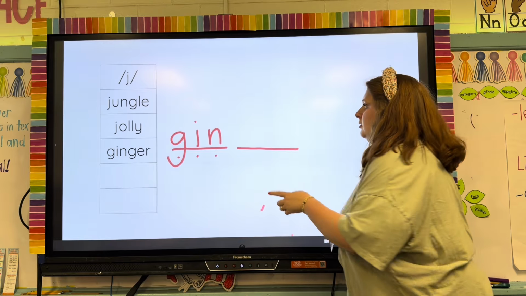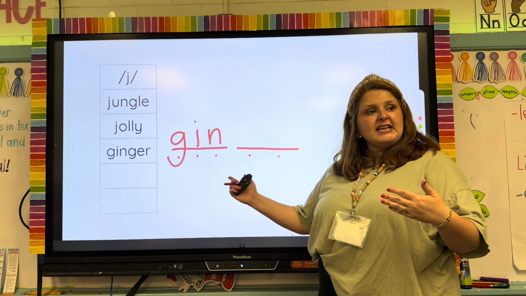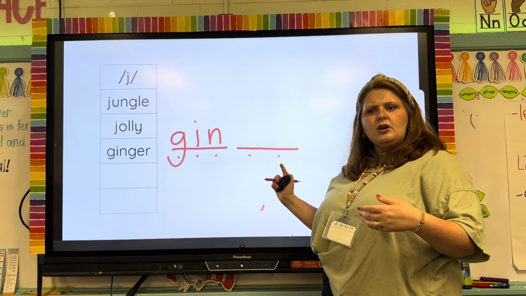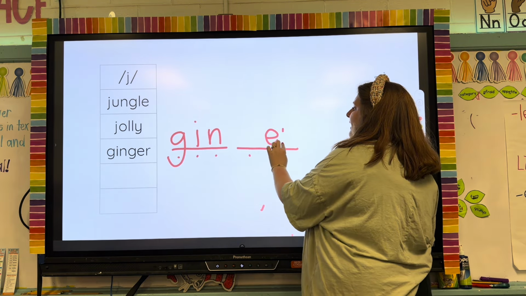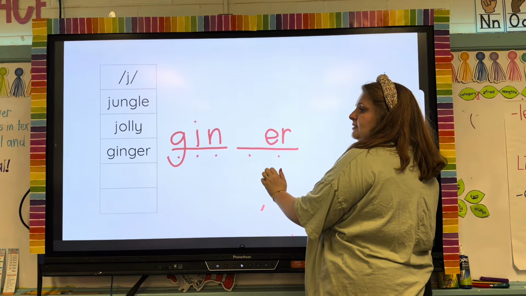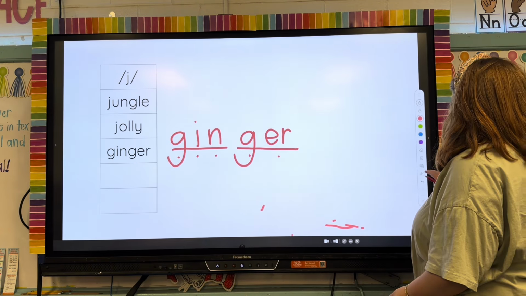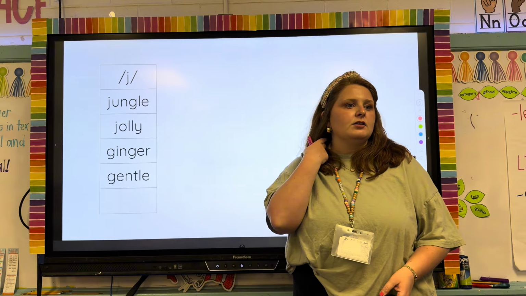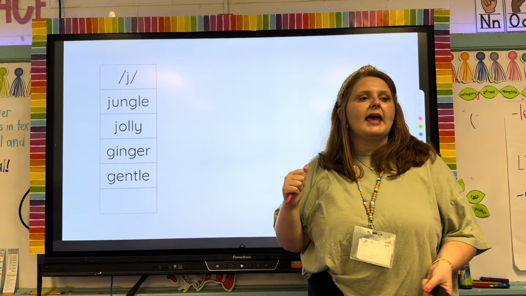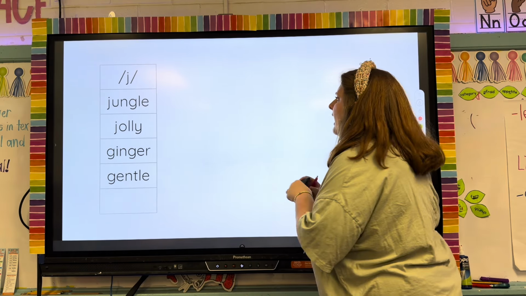Again, we have a J sound, but what's my next sound? And how are we spelling it? If it's followed by an E, which spelling am I going to use? Ginger. My next word, what is it? Gentle. Hum it. How many syllables?